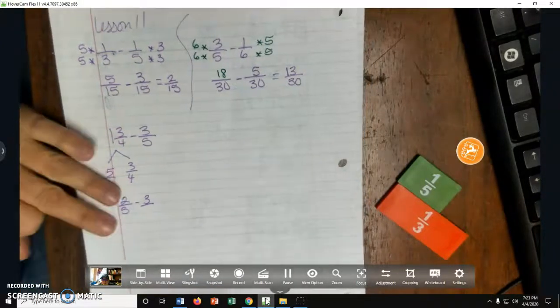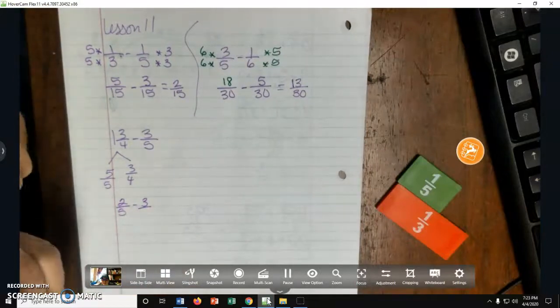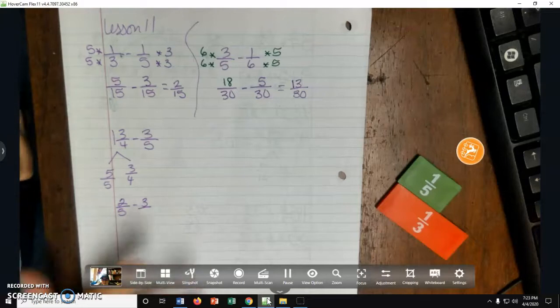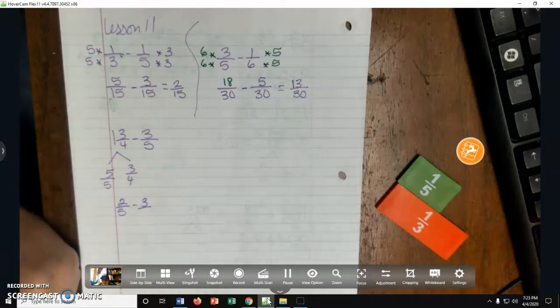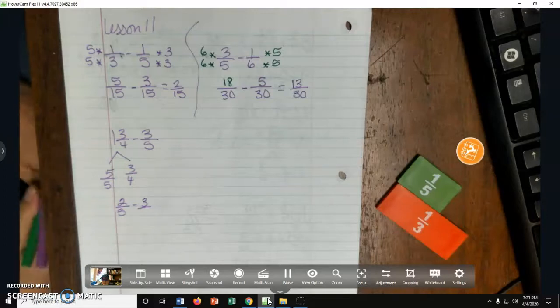I started going through this lecture and for some reason it stopped recording. So we're going to start over here with lesson 11. Going back to the beginning, this unit is about subtracting fractions, making like units numerically. Same thing we've been doing, but we're going to be subtracting now. So I did a couple of example problems for you.